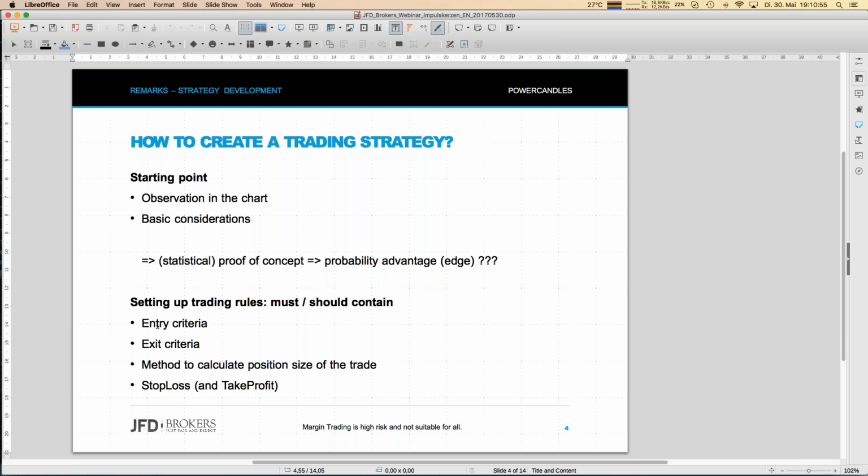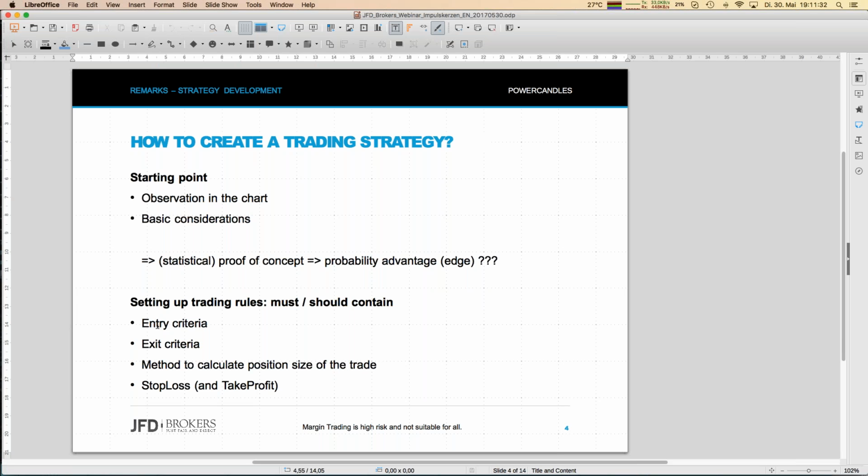So we need a clearly defined entry criteria for our trade. And of course, the next is we need a clear exit criteria. So back to the DAX example, should we close a trade at 5:30 or at 10 o'clock, or should we apply a take profit or a time stop or a trailing stop or whatever? So we need definitely a clearly defined exit criteria for our trade. So when to close a trade.